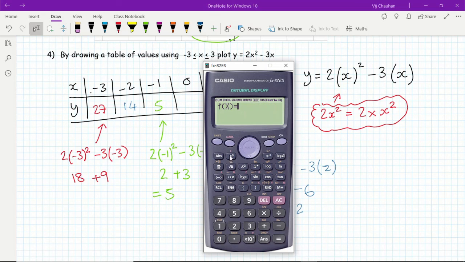I'm going to enter the equation in, so I've got 2 alpha x squared, take away 3, then alpha close bracket x, press equals. I want my starting value to be -3 because that's the smallest x value I've got. Biggest x value is 3, going up in ones, press equal, and you can see there that if I just scroll down, I've got all my table of value points in, so I can just fill in the gaps.